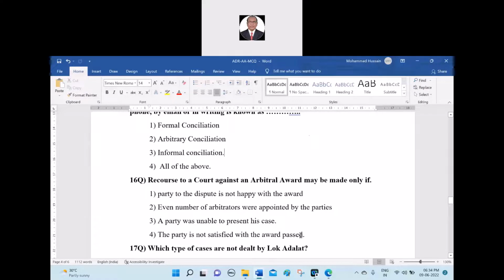16th question. Recourse to a court against an arbitral award may be made only if, number one, a party to the dispute is not happy with the award. Number two, even if a number of the arbitrators were appointed with the parties. Number three, a party was unable to present his case. Number four, the party is not satisfied with the award passed. Number 3. A party was unable to present his case.